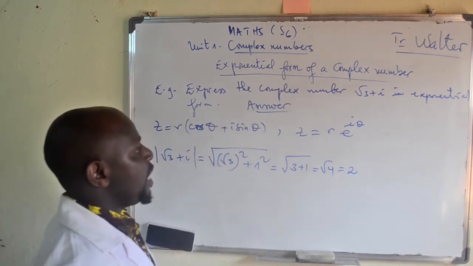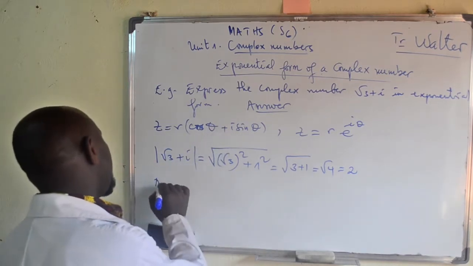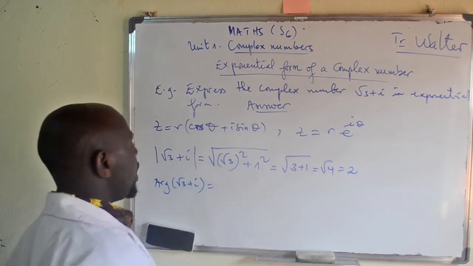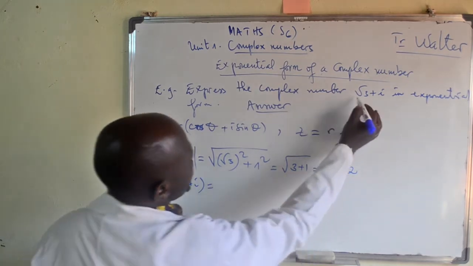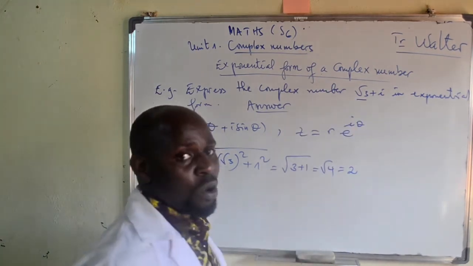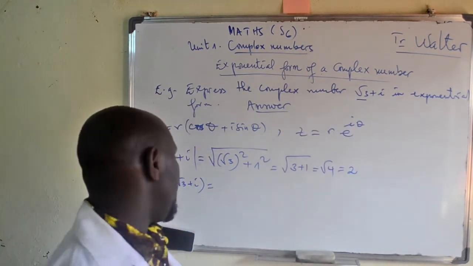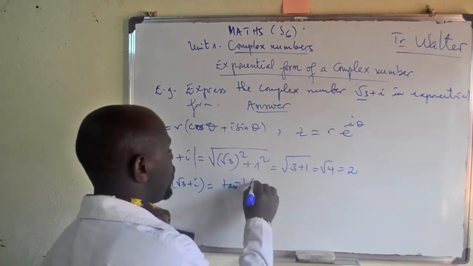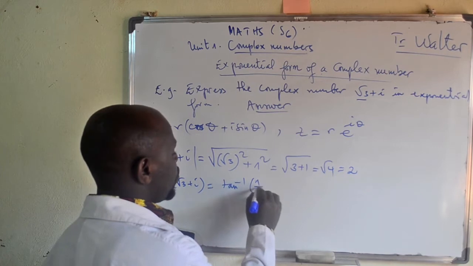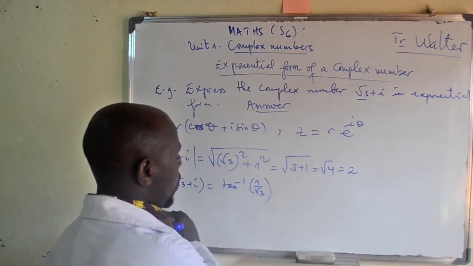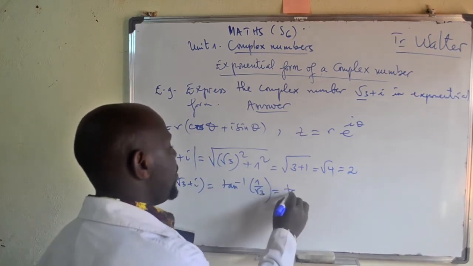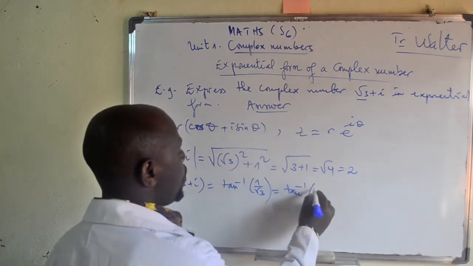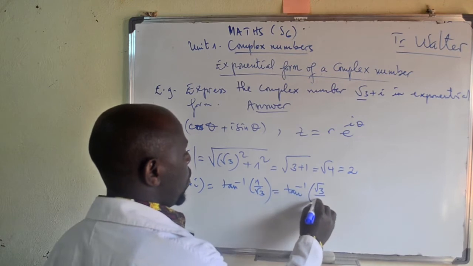If I am going to find the argument, remember that for the argument of square root of 3 plus i, because x is square root of 3, which is a positive number, the argument will be equal to tan inverse of y over x, which is 1 over square root of 3. And this, if we rationalize, will be tan inverse of square root of 3 over 3.